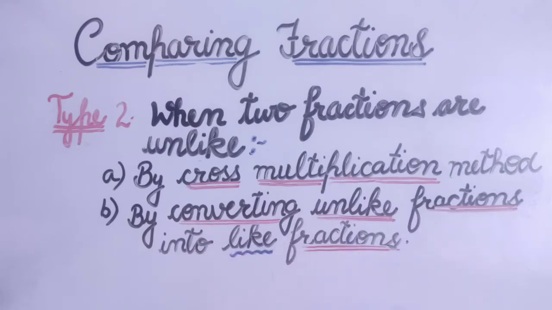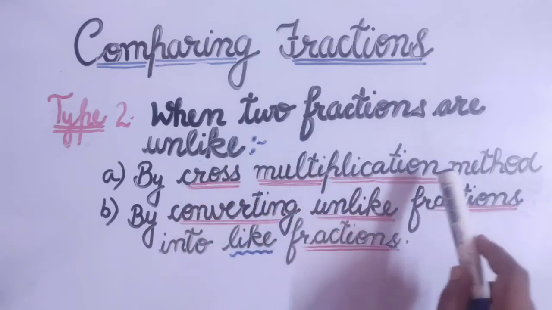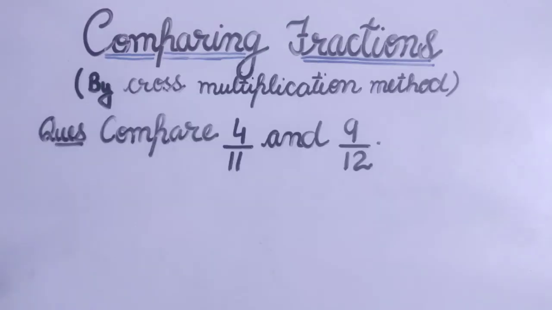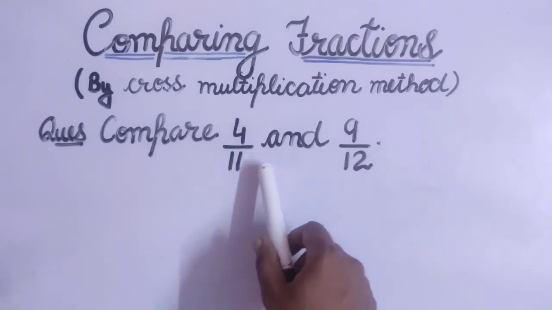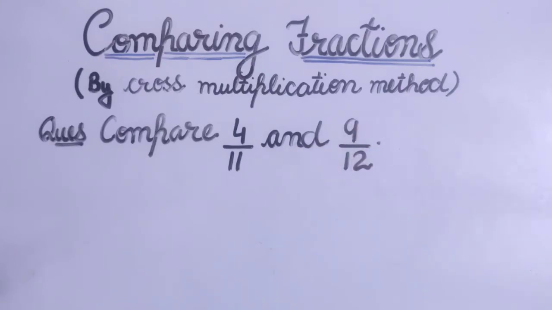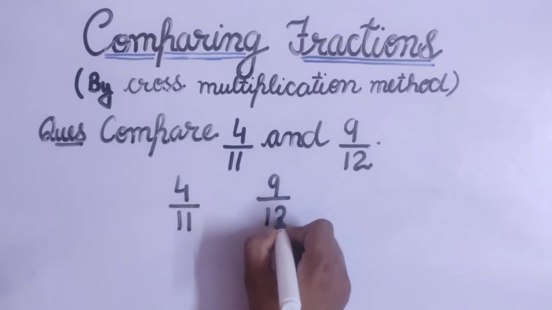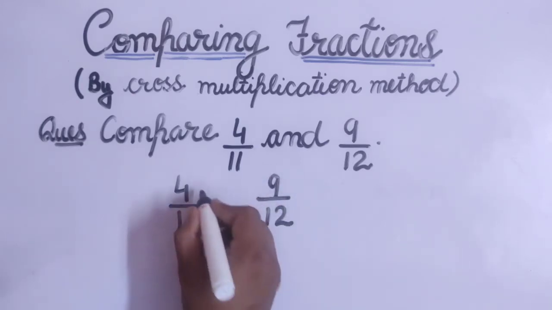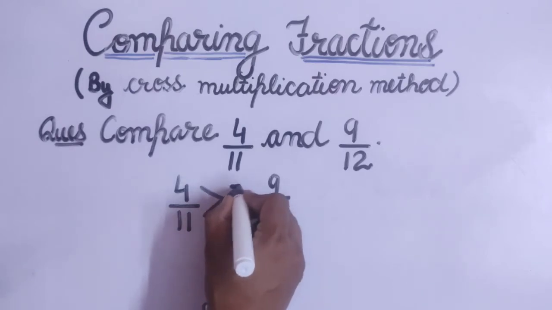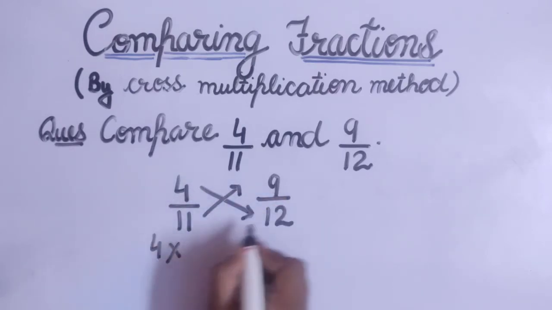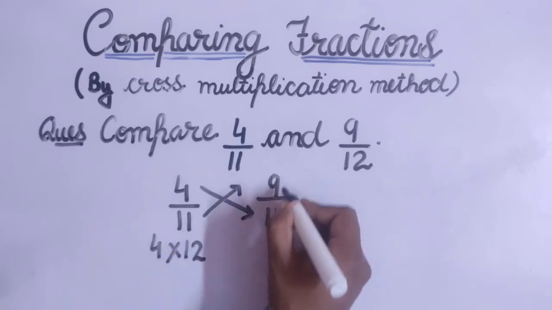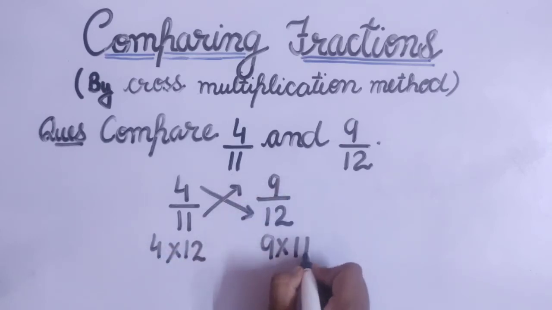First of all, we will discuss the cross multiplication method. Let us understand it with an example. Compare 4 by 11 and 9 by 12. We are using the cross multiplication method. Two fractions are given to us. We will cross multiply: 4 multiplied by 12 and 9 multiplied by 11.